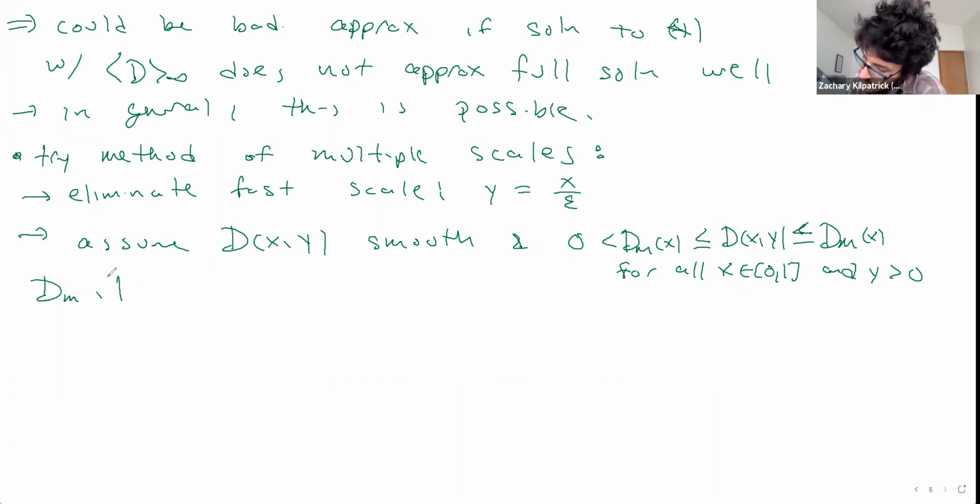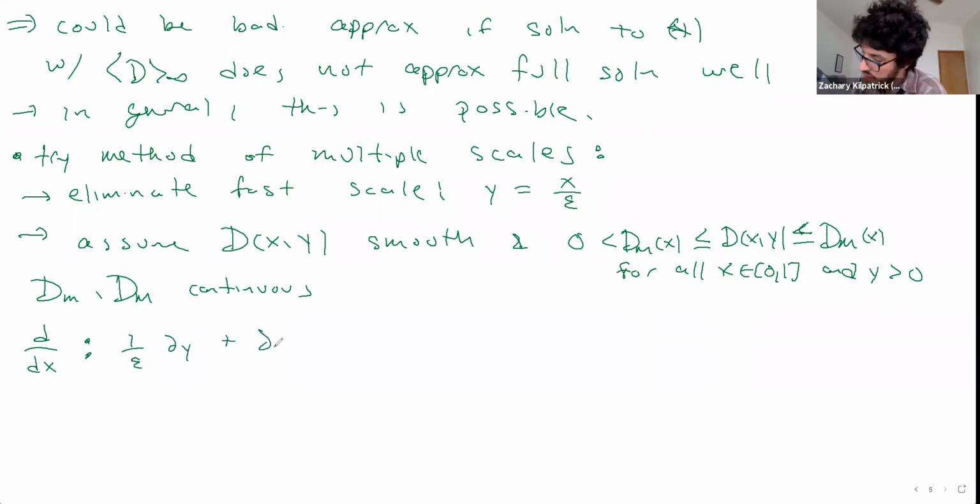And that d little m and d big M are continuous. Okay, so one's lowercase, one's uppercase there. All right, as is typical with the method of multiple scales, we want to take this derivative and treat it as a total derivative. It's going to be 1 over epsilon d sub y plus d sub x. Okay, so what do we get for our new equation?